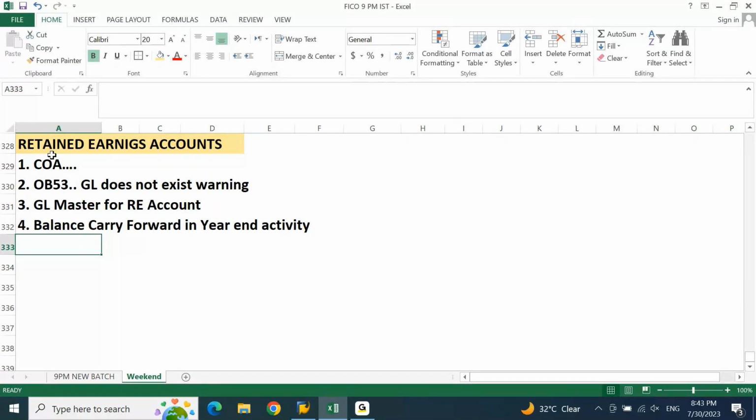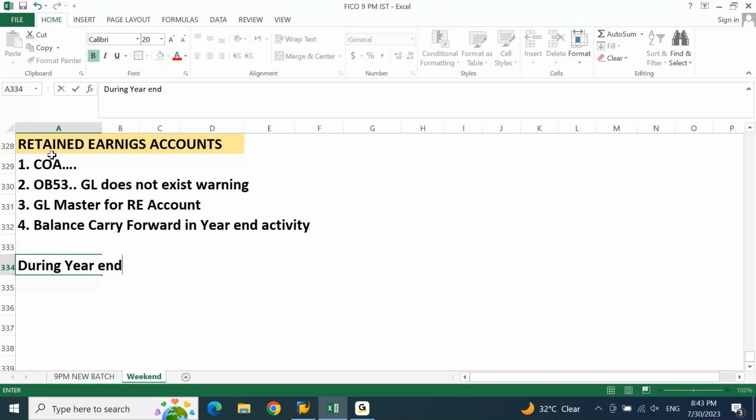Is that correct? All the P&L account balances will go to retained earnings account. All the balance sheet accounts will go to the same account. Is my point clear? Yes, clear, sir.